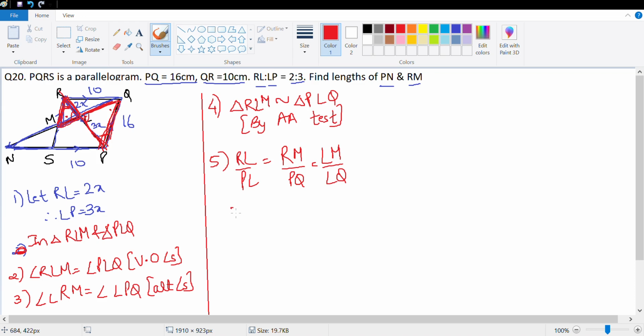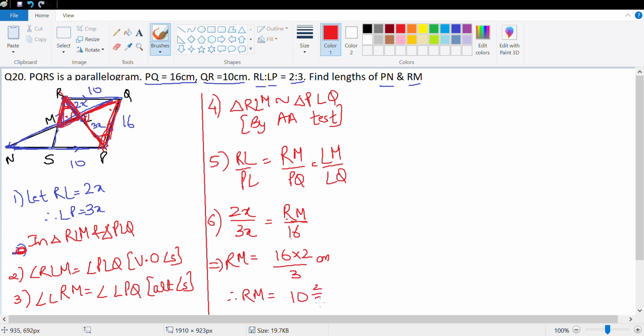RL is given as 2x, PL is given as 3x, RM is not given, and PQ is 16. RM is what we need to find out. Why did I write PQ here? I should write 16 because PQ is given as 16. So I will write 16 here, which means RM will be equal to 16 into 2 upon 3 centimeter. 32 upon 3. Therefore, RM is equal to 10 2 by 3 centimeter.